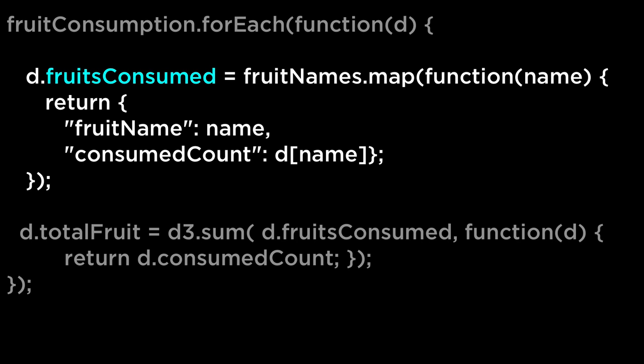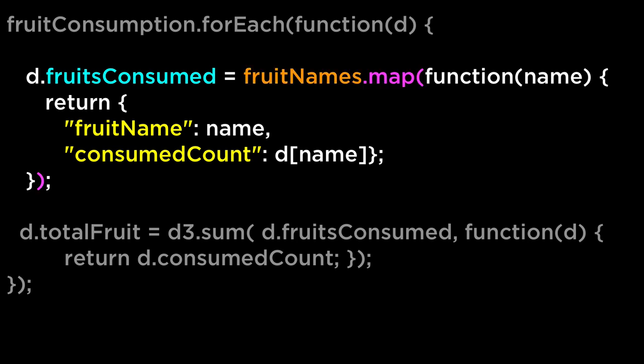The value for this key will be an array of objects. Each of these objects will have two key value pairs. The keys will be fruit name and consumed count. Now, instead of having the actual fruit name be a key, it will have a generic key of fruit name.